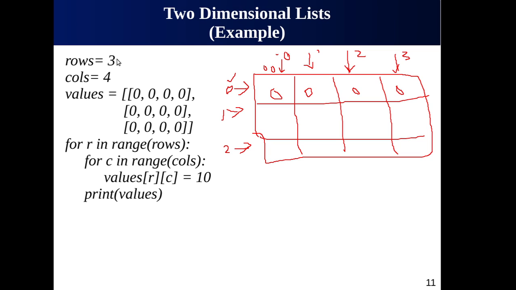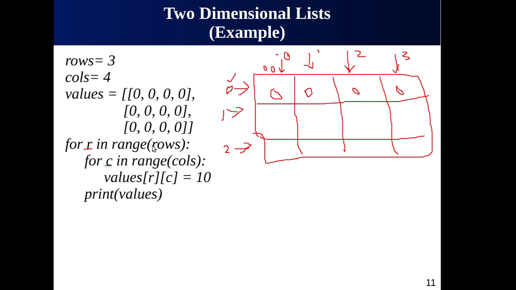I also have 2 variables with the names rows and column. They actually represent the total number of rows here and the total number of columns here. So they are 3 and 4. Now I need 2 loops, a nested loop, to deal with a nested list. The first loop has a variable r, and the second loop is dealing with a variable c. R will take values from rows, C will take values from columns.